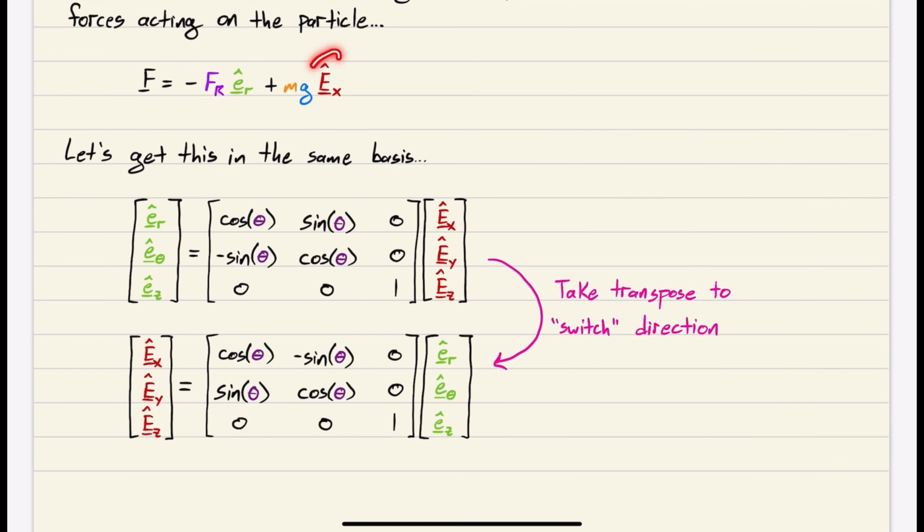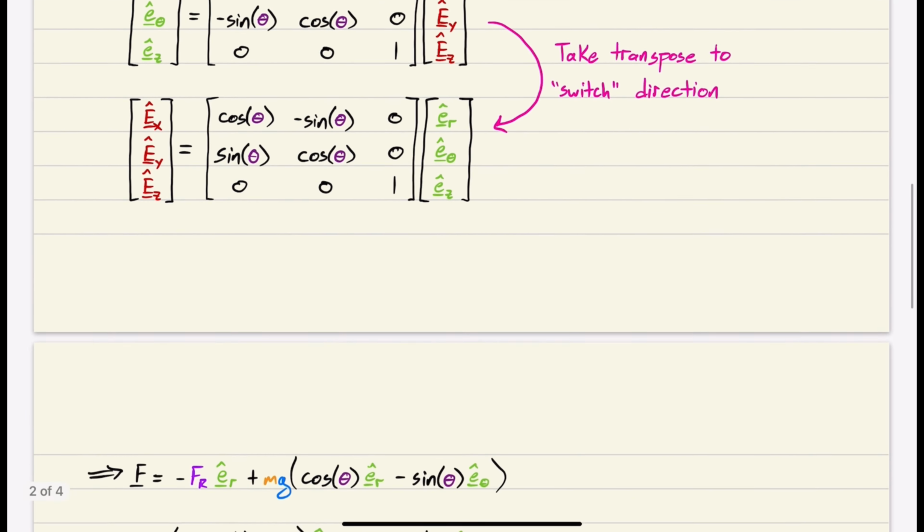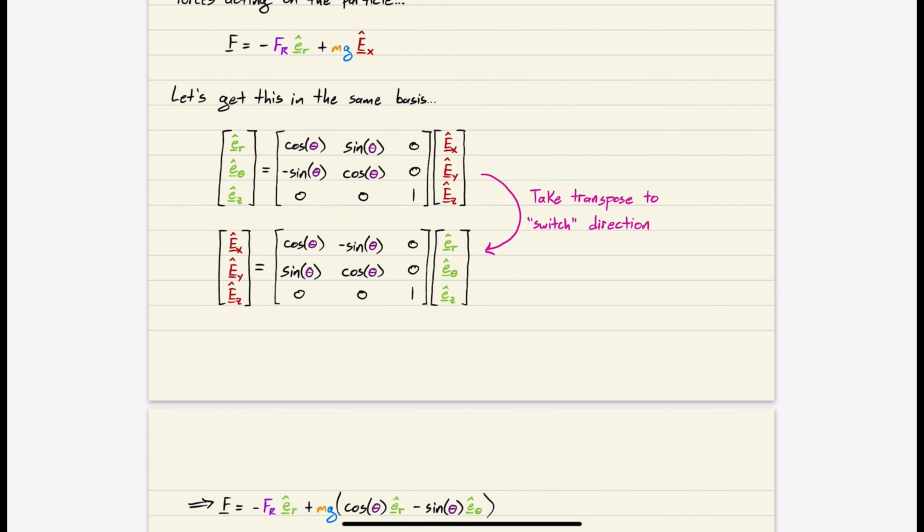So now we can rewrite EX. What is EX equal to now? EX is equal to cosine theta ER minus sine theta E theta plus 0 EZ. And all I'm doing is taking this that I just said and plugging it in for EX.